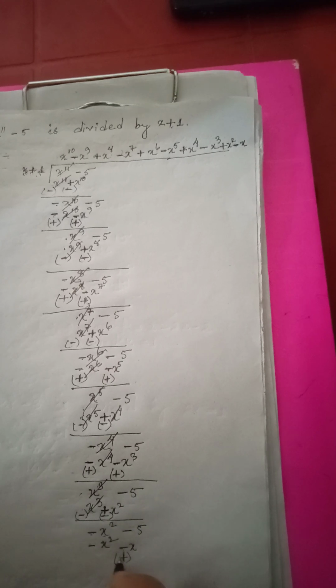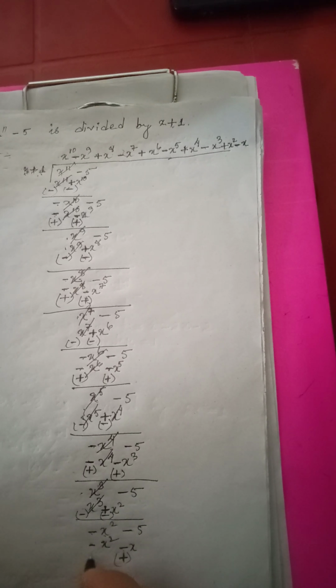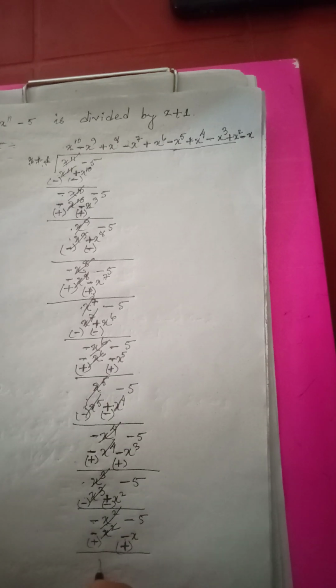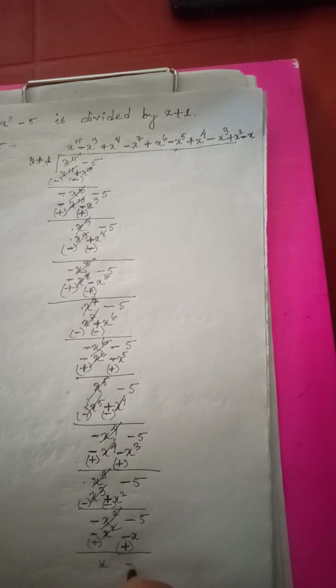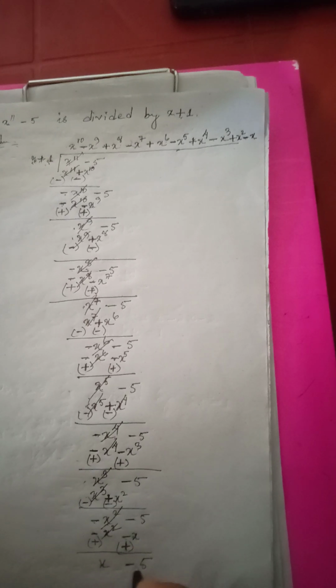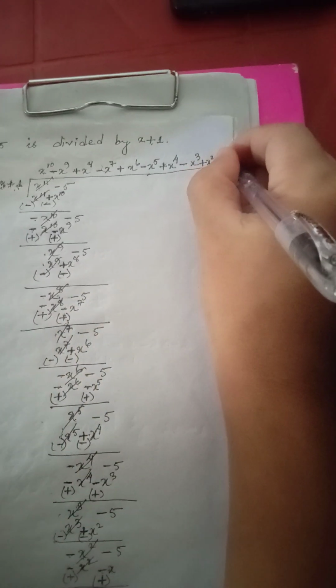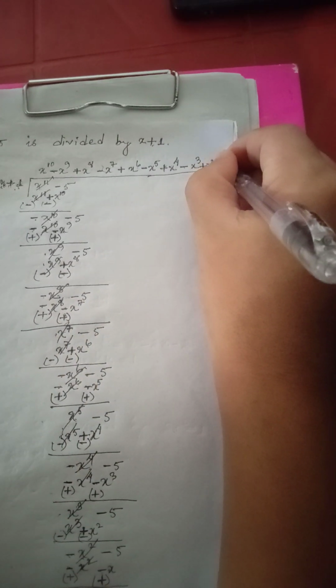What is the sign that we have here? It is minus. It should be plus here. After that, whatever you can cut, cut it. And then what is left with us? It is x minus 5. And what is the sign that we have here? It is plus. Let us write plus.